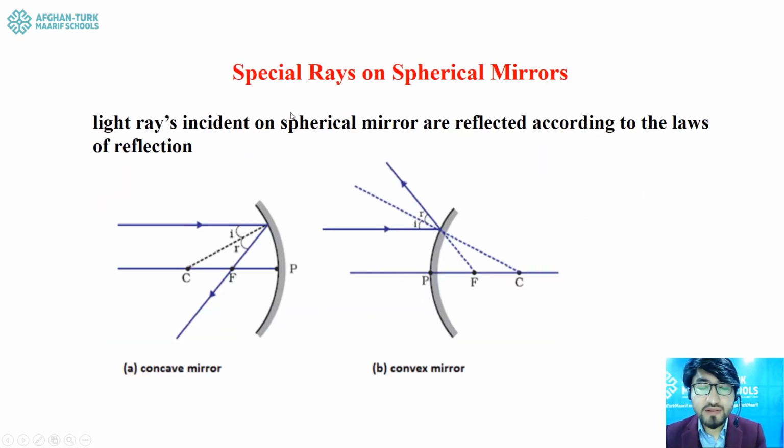Now I'll tell you about special rays on spherical mirrors. Light rays incident on a spherical mirror are reflected according to the laws of reflection. We said it before, the laws of reflection: the angle of incidence is equal to the angle of reflection. You see this figure in the concave mirror? At each point of the spherical mirror, we have the laws of reflection, I and R. Also, in the convex mirror, I and R are equal.